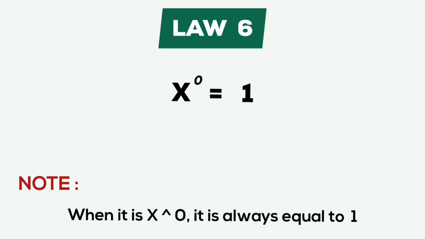Sixth law, x to the power 0 is equal to 1. When a base x consists of power 0, it is equal to 1. For example, 19 to the power 0 is equal to 1.